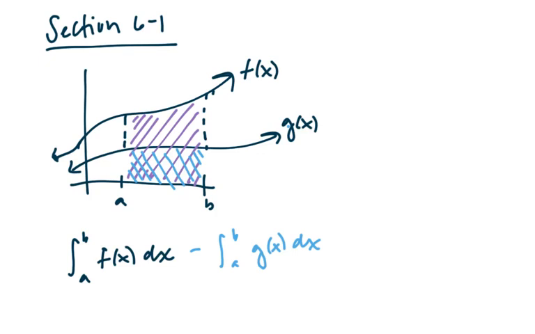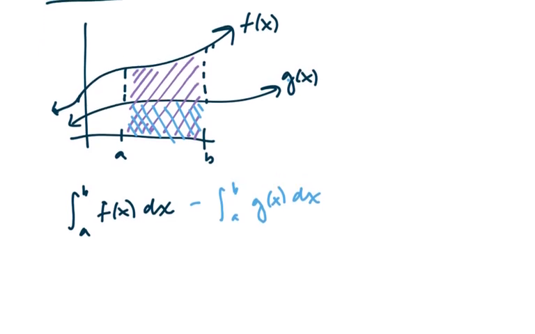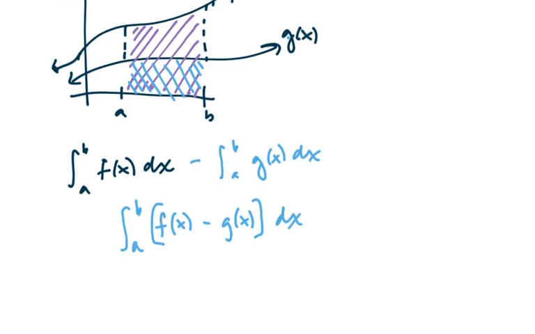We learned that in high school geometry, that we can subtract areas. Now you don't have to write them as two separate problems. You can say the integral from a to b of f of x minus g of x, all with respect to x. So that's probably the easiest way to think about it.